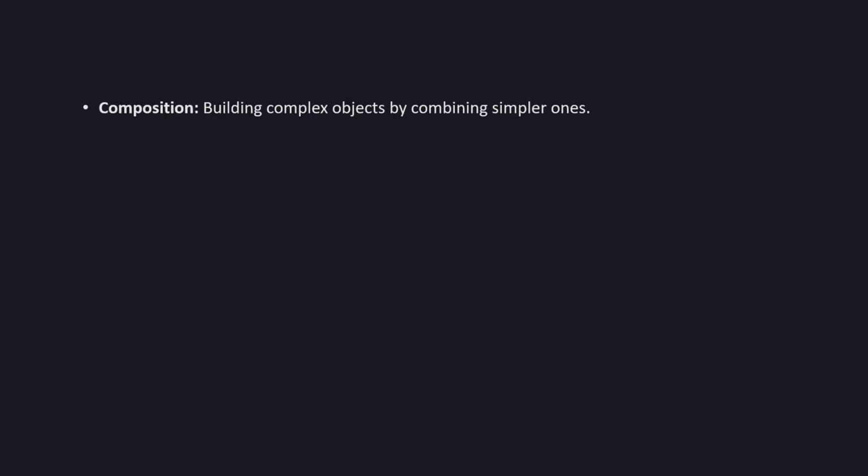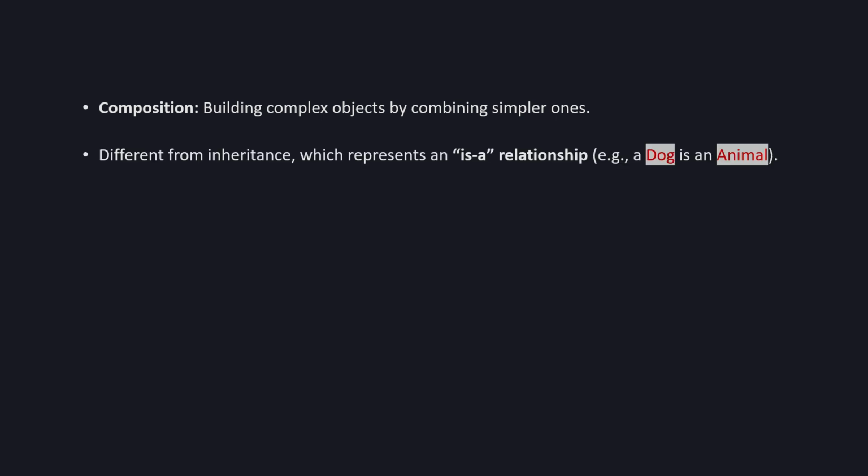Alright, let's talk about a huge idea in programming: composition. This is how you build big, complex things by putting smaller, simpler things together. In the last video, we talked about inheritance. That's for an is-a relationship. For example, a dog is an animal, a car is a vehicle. But what about a car that has an engine? A car isn't an engine, right? It contains one. This is a has-a relationship, and that's where composition comes in.